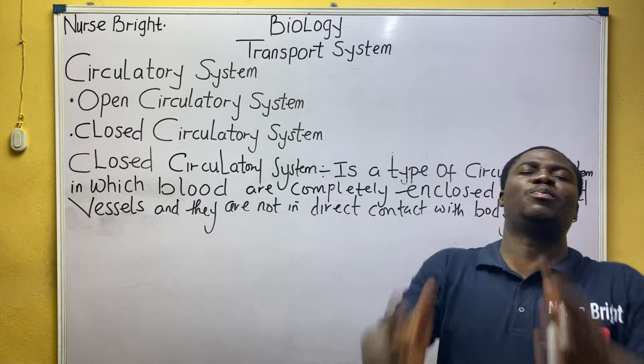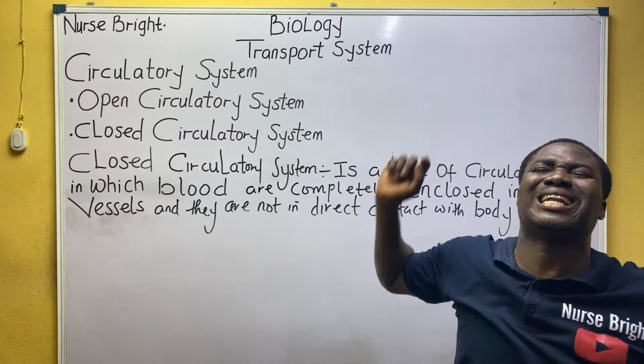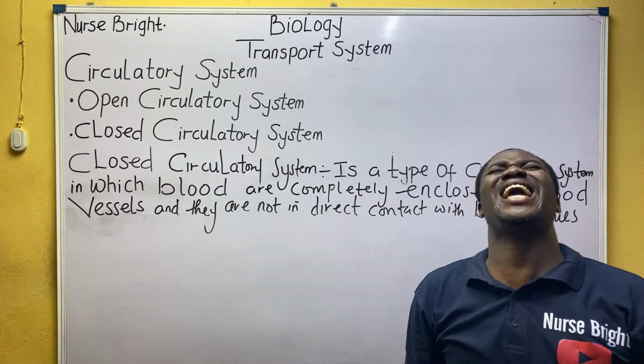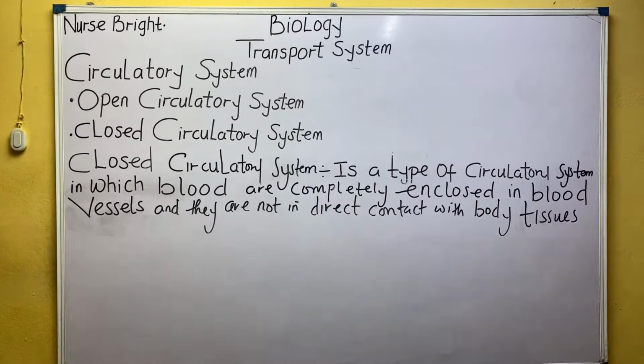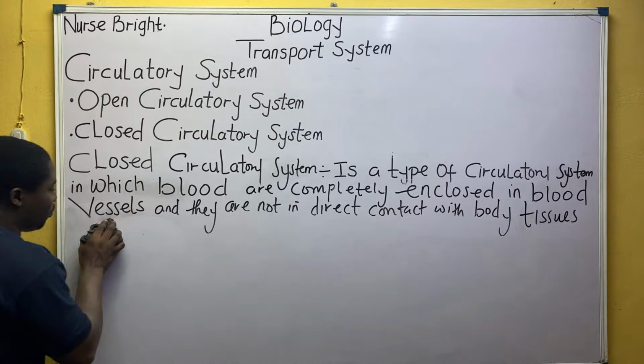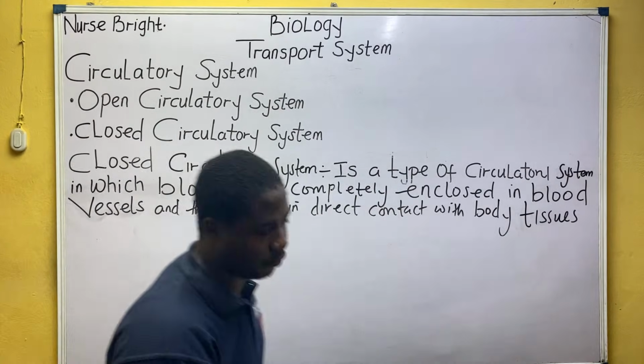When the heart pumps blood, which blood vessel takes the blood away from the heart? They are generally called arteries. That's what we'll see very soon, alright? But before then, I want you guys to pay attention to the closed circulatory system.